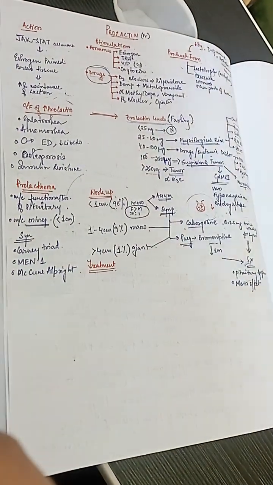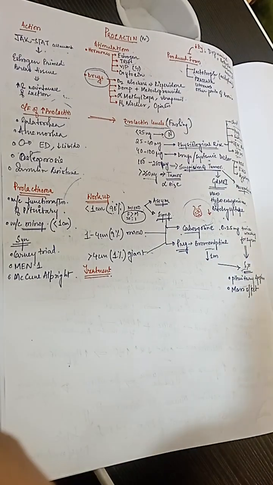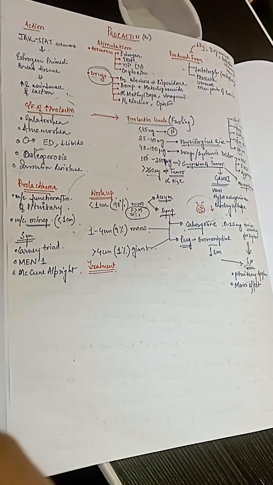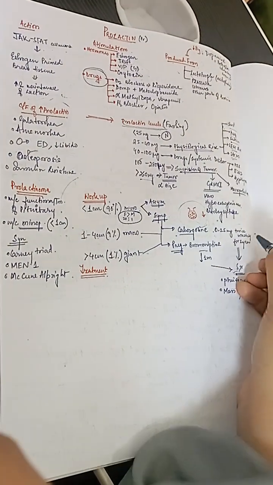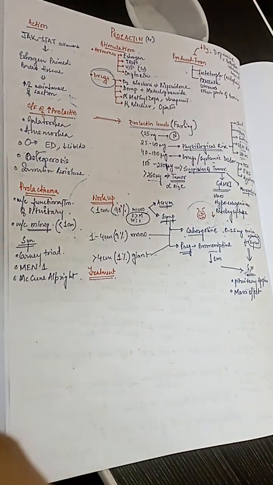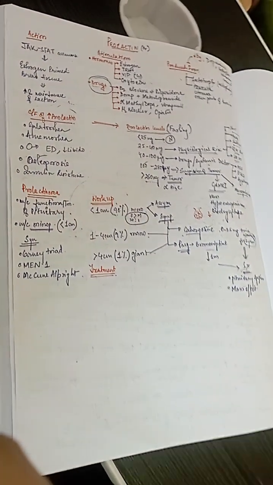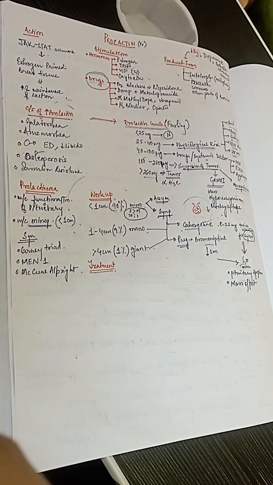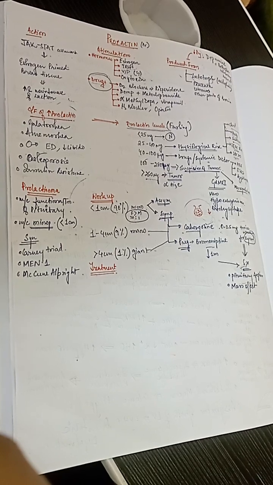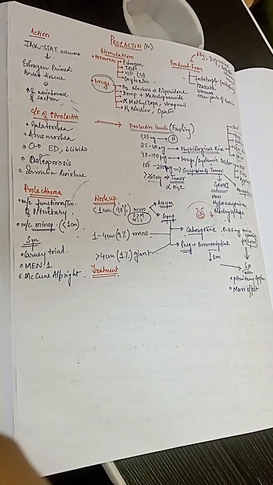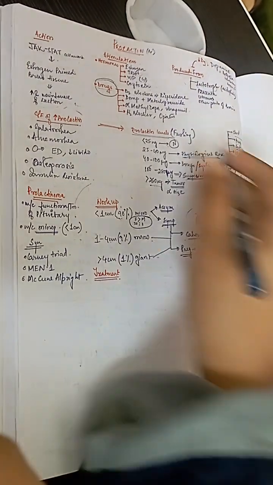And obviously drug resistance or intolerance, if the person cannot tolerate drugs, then also we will go for surgery. And how long do we have to continue the drug? For 2 years. Okay, so we have completed our prolactin.